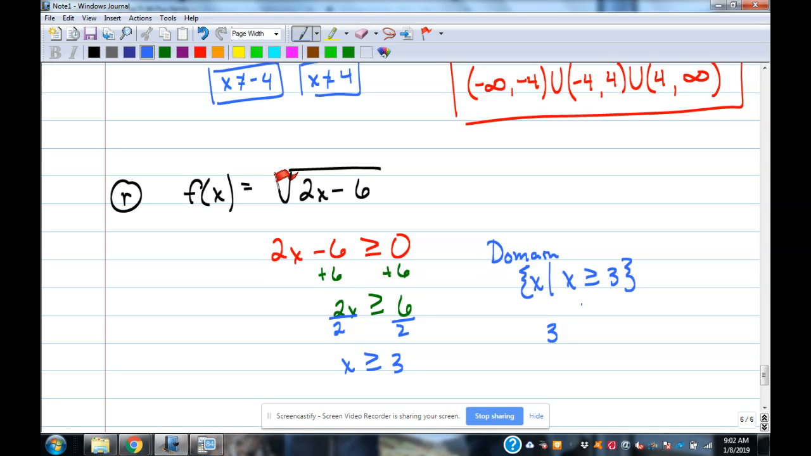So because it's included, that's where I'm going to use a square bracket. That's the notation for, hey, 3 is where I start, but I'm counting it. It's part of the game, okay? Square bracket for that. And then I'm going up toward what? Positive infinity. And I always use a parentheses on the infinities because you never can get there. That is the domain for that particular problem.